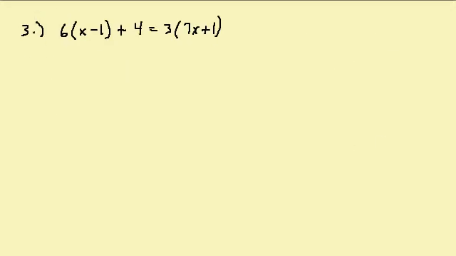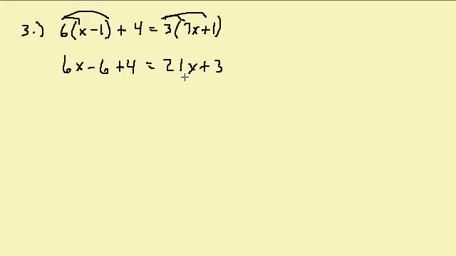Let's take a look at another one. First thing we want to do here is clear the parentheses. We're going to use the distributive property. So I have 6x minus 6 plus 4 equals 21x plus 3. Then I want to combine like terms. I can combine the 6 and the 4, so I get 6x minus 2 equals 21x plus 3.